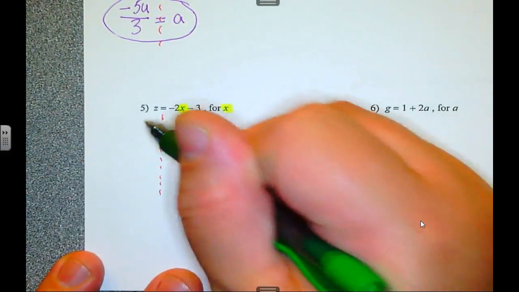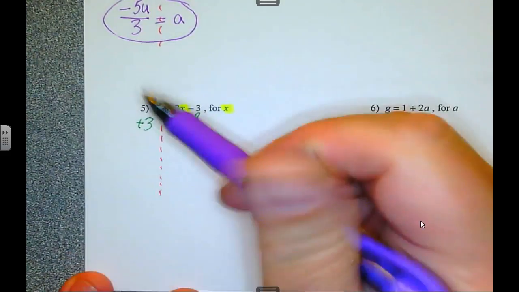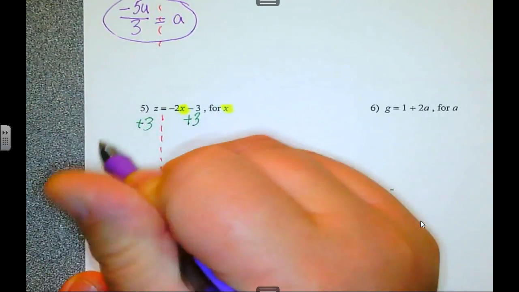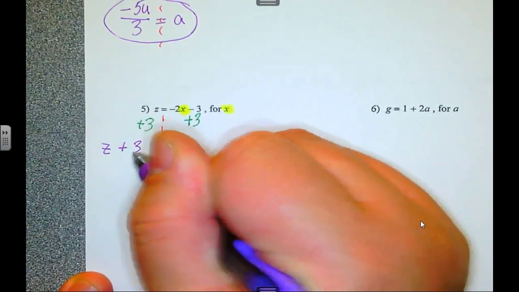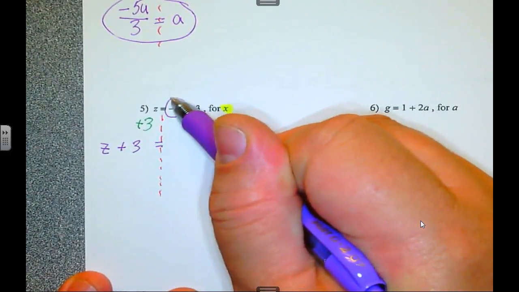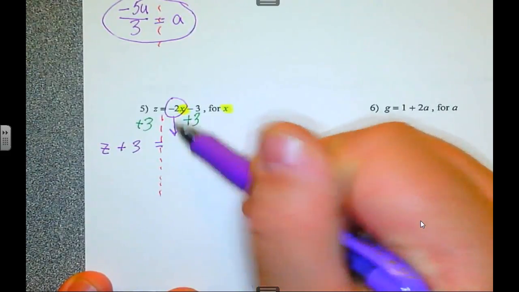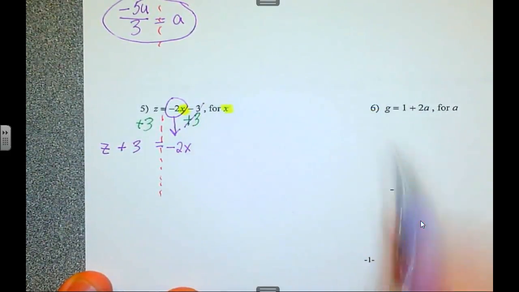Gonna add 3 to both sides. Do not combine these. These are unlike terms. Z plus 3 equals. Careful, there's a negative sign attached to this term. So I get a negative 2x. These add up to 0.